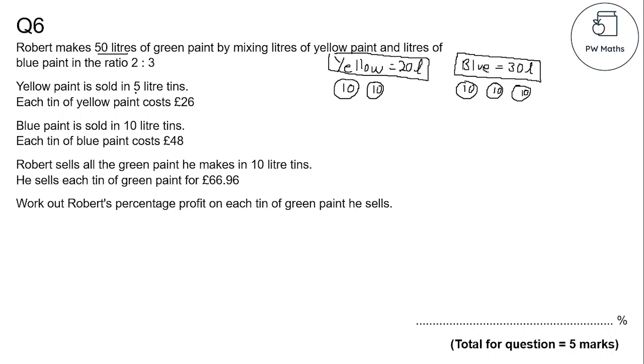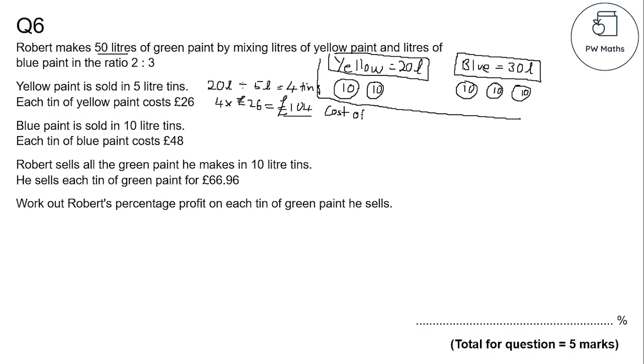Yellow paint is sold in 5-litre tins. Well, we need 20 litres. I wonder how many 5-litre tins we'd need to buy. Well, 20 divided by 5 means we've got to buy 4 tins. I'll just separate my work here. And the tins of paint cost £26 each. So 4 times £26. Cost of those, £104. Seems important, I'll underline it. Cost of yellow paint.